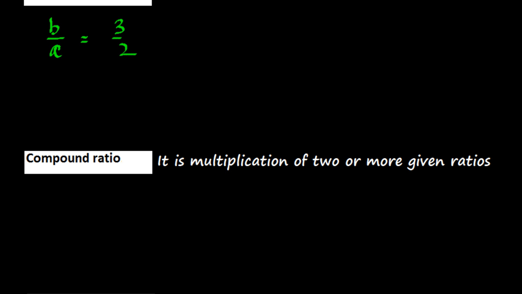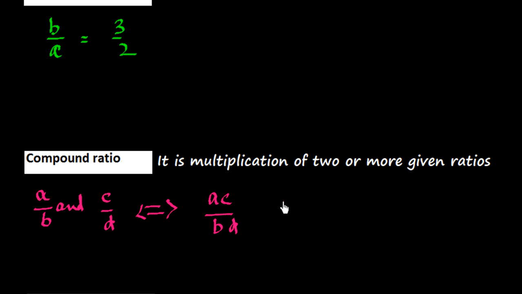Now the compound ratio. It is the multiplication of 2 or more given ratios. We multiply the antecedent with the antecedent and the consequent with the consequent. We take one example of the ratios. We have a ratio A over B and another ratio C over D. So the compound ratio would be AC over BD. We are getting the multiplication of the numerators, or the antecedents, and the multiplication of the consequents, or the denominators. So this is the compound ratio.